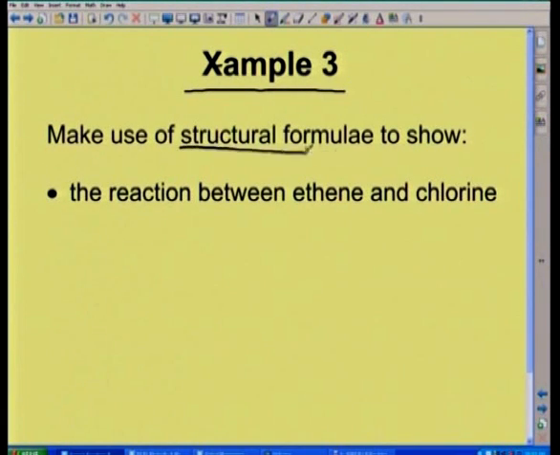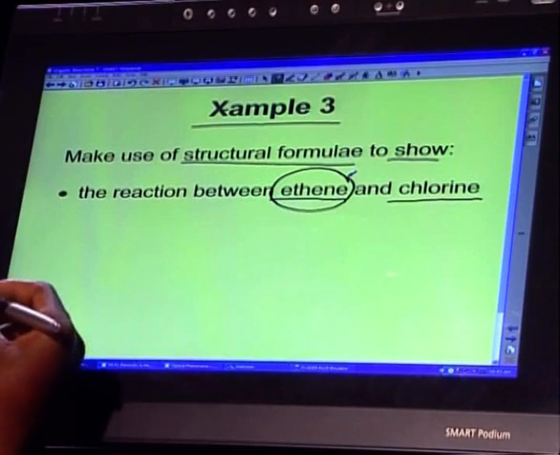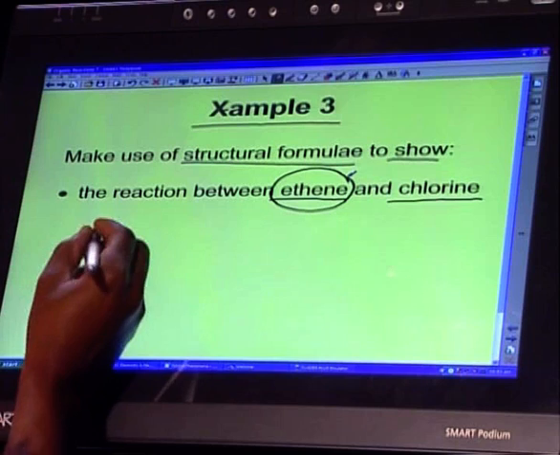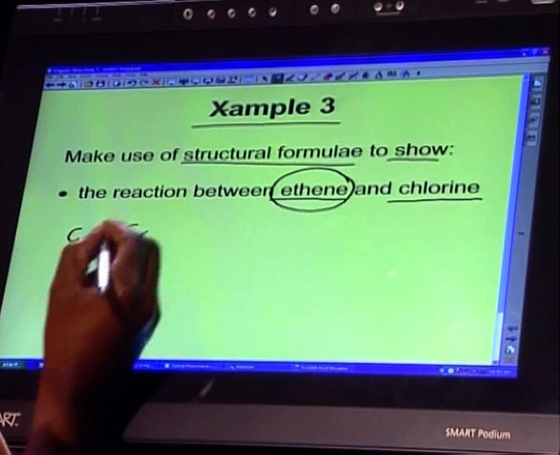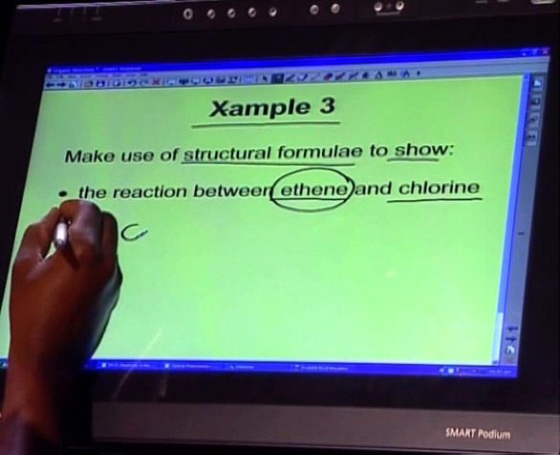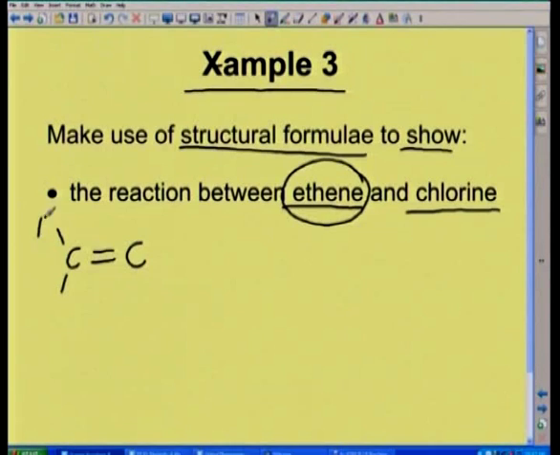Make use of structural formulae to show the reaction between ethene and chlorine. Now here we've got ethene, not ethane. Ethene would mean I've got a double bond between carbon atoms. It's ethene, and therefore it's an alkene. It will be having hydrogen atoms attached to carbon atoms in that way. It is reacting with chlorine.